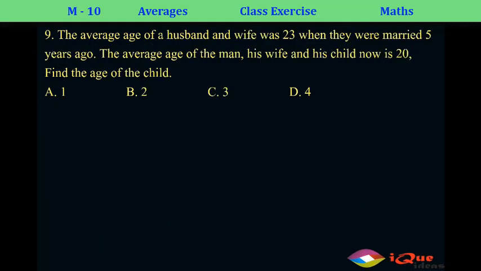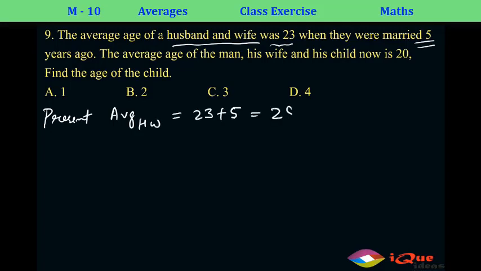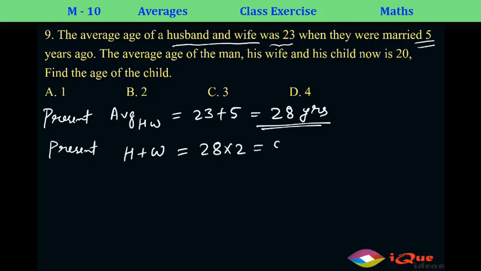Now this question says the average age of a husband and wife was 23 when they were married 5 years ago. So at present the average age of husband and wife should be equal to 23 plus 5, which is 28 years. Alright, because each one of them will increase by 5 years. So their average now will be 28 years. So at present the sum of husband and wife will be equal to 28 into 2, which is 56 years.